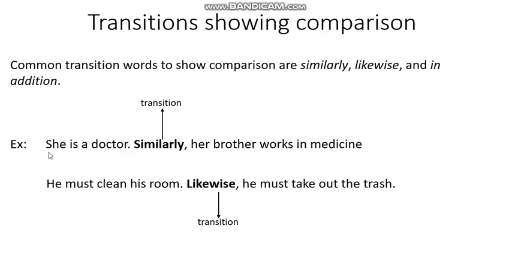In the first example, "She is a doctor. Similarly, her brother works in medicine." Okay? Second example, "He must clean his room. Likewise, he must take out the trash." So in these examples, we don't have the dependent and main clauses. Both of these are independent sentences. We're just looking for our transition words like similarly and likewise. And as you can see, we're showing how things are alike.